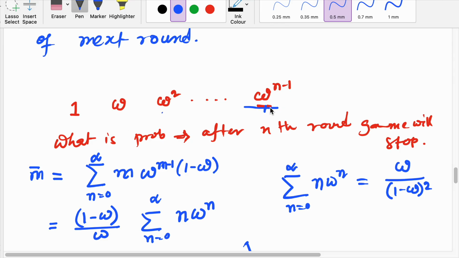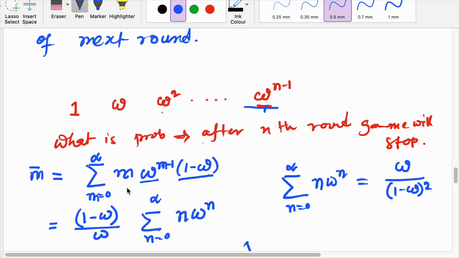So what will be the probability of playing the nth round? That will be w to the power n minus 1. Now what is the probability that the game will stop after the nth round? That means I have to play the mth round, then I have to stop. So the probability will be w to the power m minus 1 times 1 minus w, and I played the mth round.